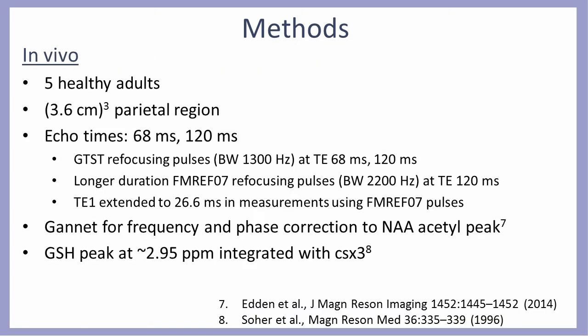In vivo experiments were done in 5 healthy adults in a 3.6 centimeter cubic parietal region of the brain at echo time 68 milliseconds, which is commonly used, and 120 milliseconds, which was determined to be optimal from simulations and phantom experiments. The long TE experiment was performed with the refocusing pulses simulated earlier. Gannet was used for frequency and phase correction of the spectra to the NAA peak, and then the GSH peak at 2.95 ppm was integrated with CSX3.